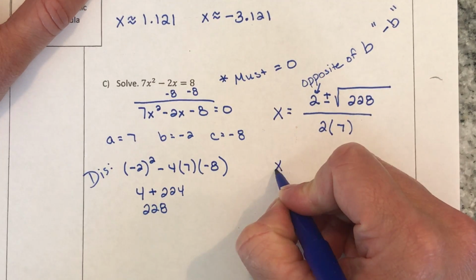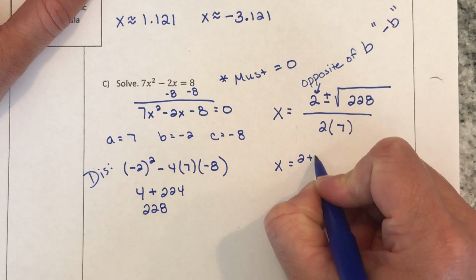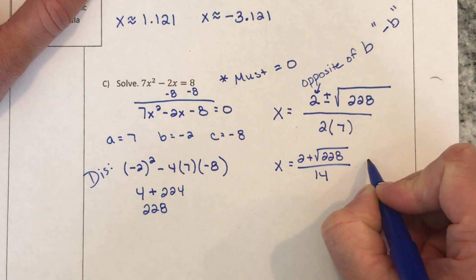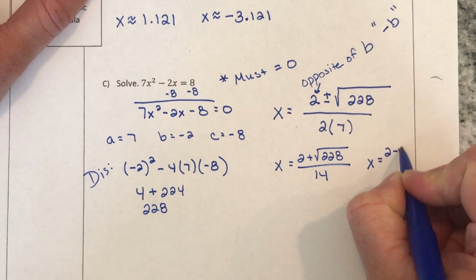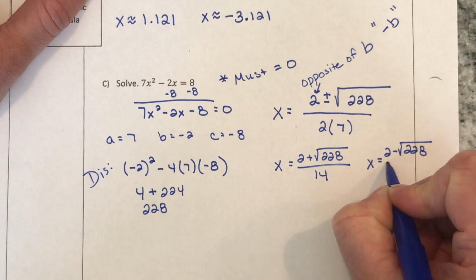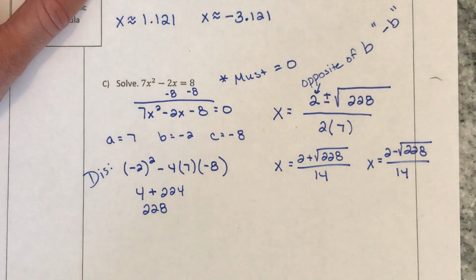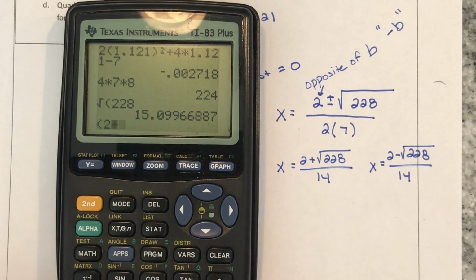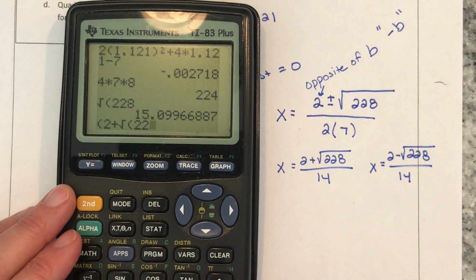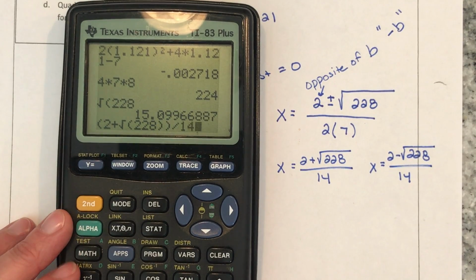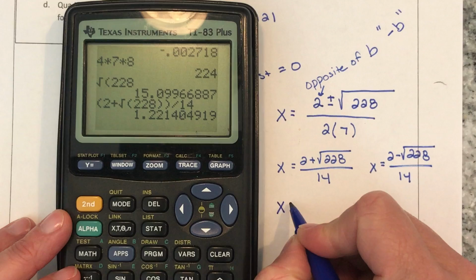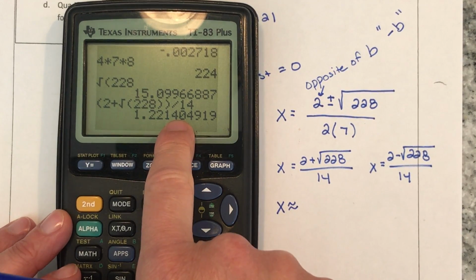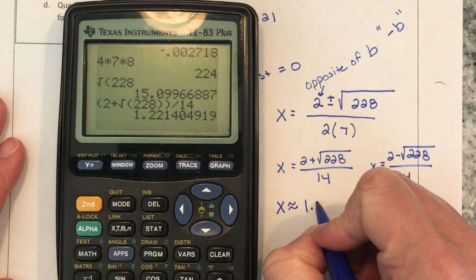Then we get to split it. X equals 2 plus the square root of 228 all over 14. Or x is 2 minus the square root of 228 all over 14. Then we very carefully put them in the calculator. 2 plus the square root of 228 divided by 14. So x is approximately, we're going out to the thousandths place, so the third decimal, look behind it, 4 means round down, so we'll leave it alone, 1.221.